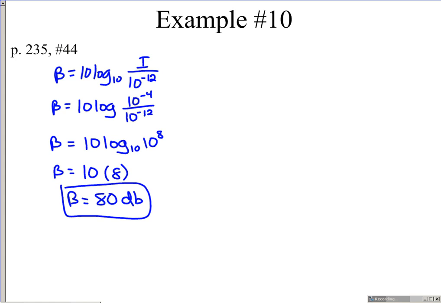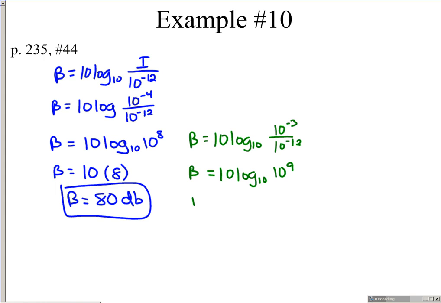Letter B. Loud car horn is 10 to the negative 3rd watts per meter squared. Let's go ahead and find that. 10 log base 10, 10 to the negative 3rd over 10 to the negative 12th, which is 10 to the 9th. Use your property of logarithms. Log base 10 of 10 to the 9th is just 9. So our intensity there would be 90 decibels.